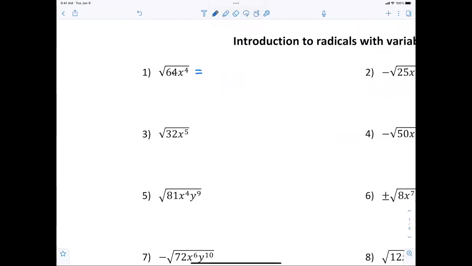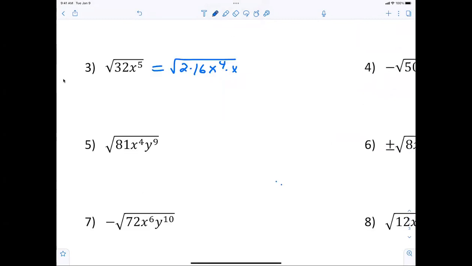All right, so again, we said the answer was 8x squared. All right, is everybody okay with that? So 32 breaks down to 2 times 16. Now you go and you say, okay, what's the square root of 16? 4. What now is the square root of x to the fourth? X to the second. And what's left behind? 2 and an x. It's really, truly that easy.